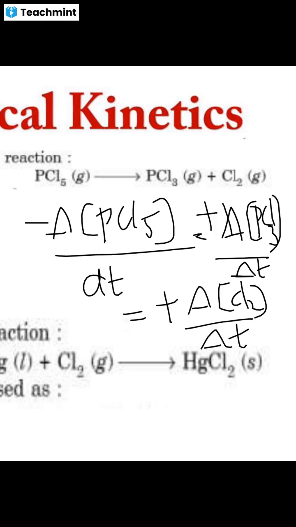Definitely questions may be asked from that area, asking how to write the rate expression, or how to relate the rate expressions, the average rate expression. They ask questions like this. Okay, right, next one.